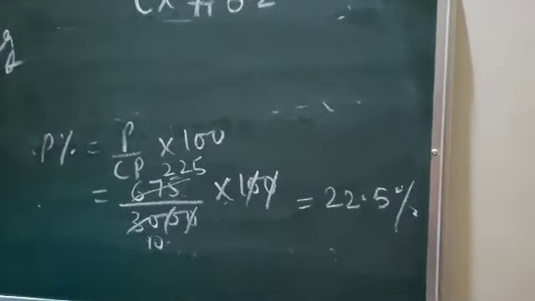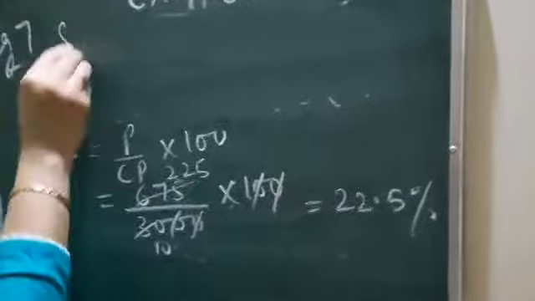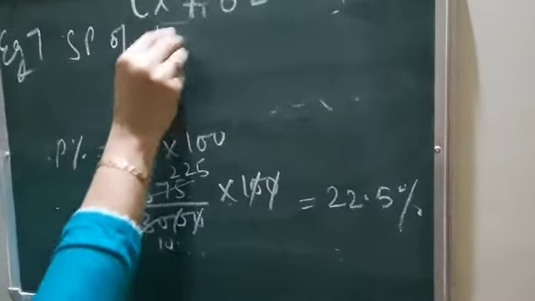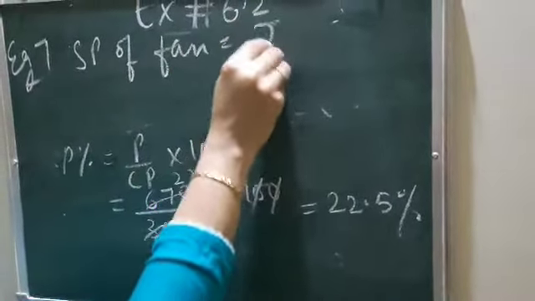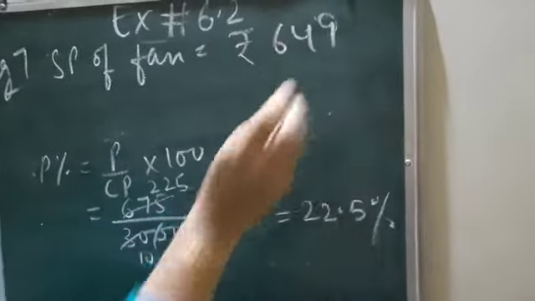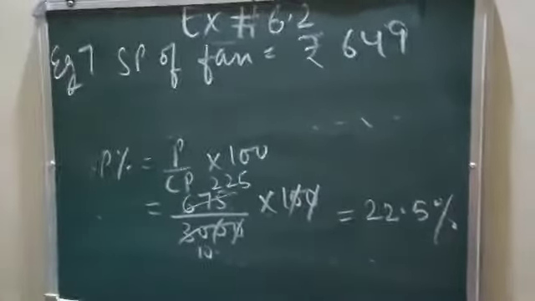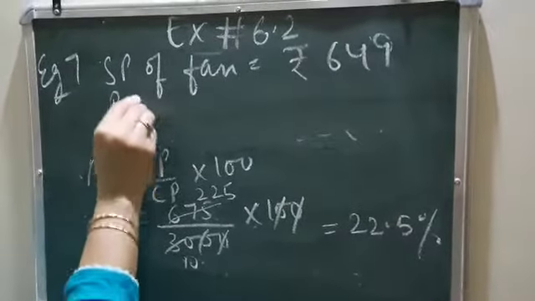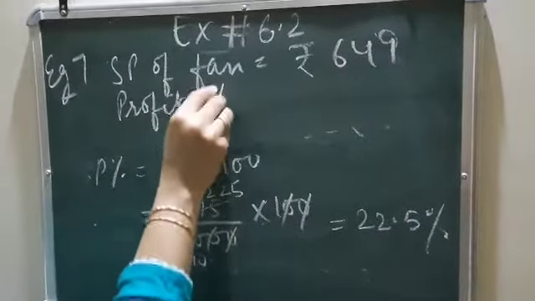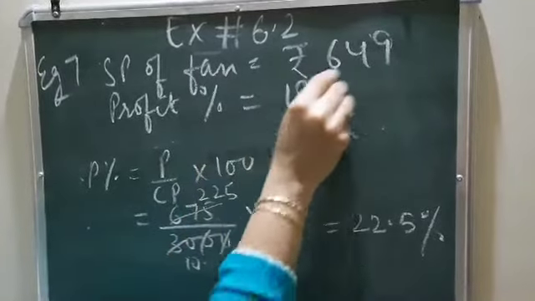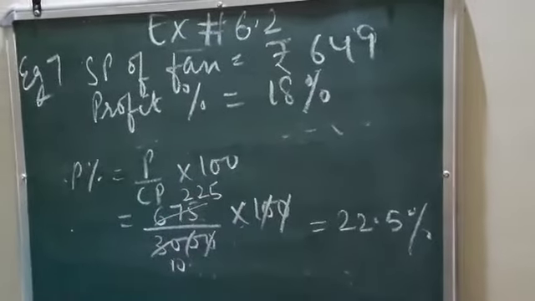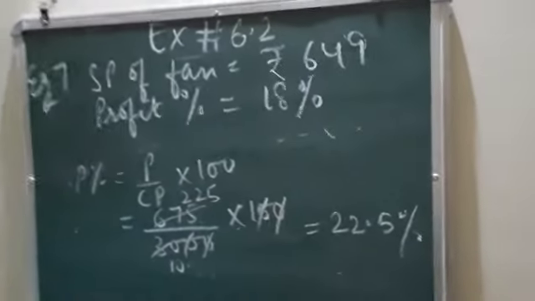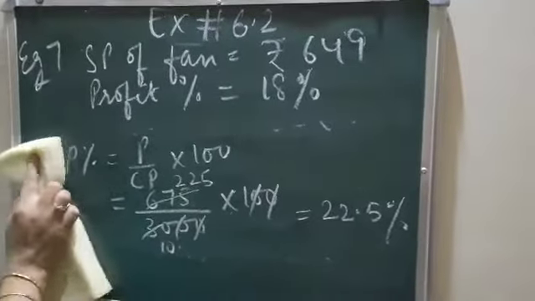Selling a fan for rupees 649. Selling a fan means the SP of the fan is given. What is the SP of the fan? It is rupees 649. He earns a profit of 18%. The profit is given in percentage. That means profit percent is given, 18%. Right? You have to find the cost price.